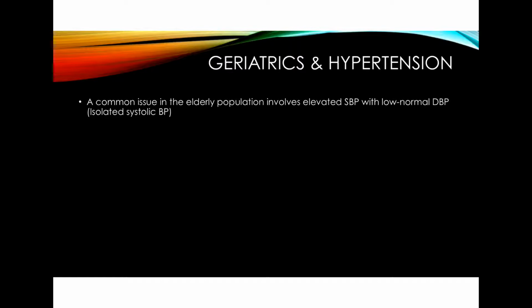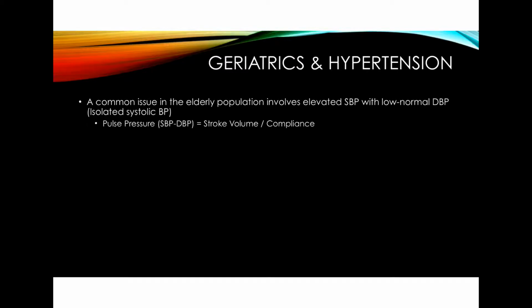Hypertension in the elderly is a little bit unique. As I mentioned previously, elderly patients typically tend to present with elevated systolic blood pressures with normal to low diastolic blood pressures. It's typically referred to as isolated systolic hypertension.